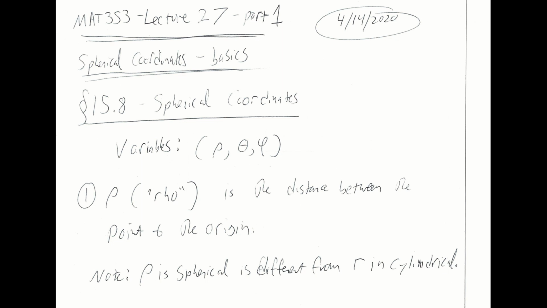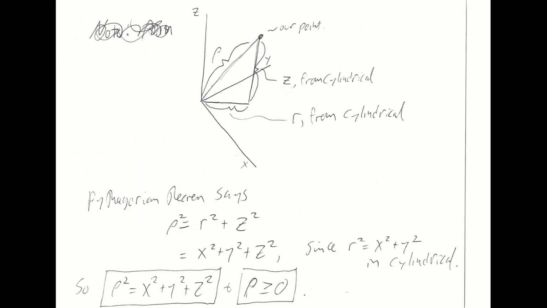in the xy plane. So for instance, if I draw my x, y, z coordinate system here, and I draw a point, so here's our point of interest there, I can draw the line segment from the origin of 3-space to that point. The length of that line segment is rho. So rho is the distance between the origin and the point in question.